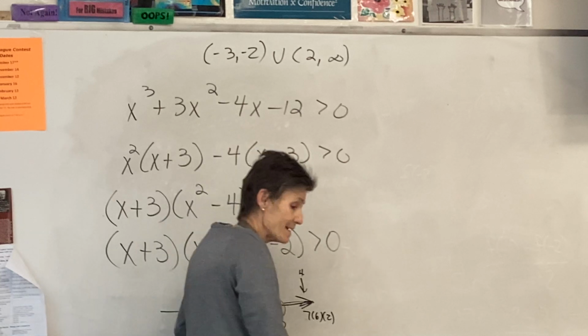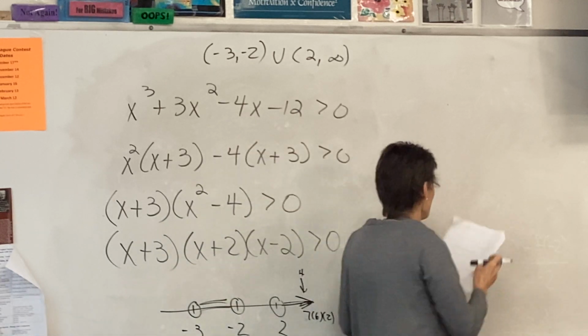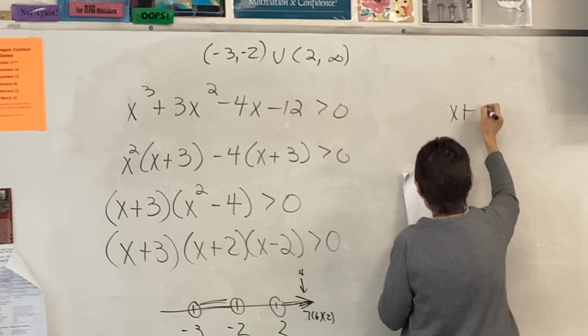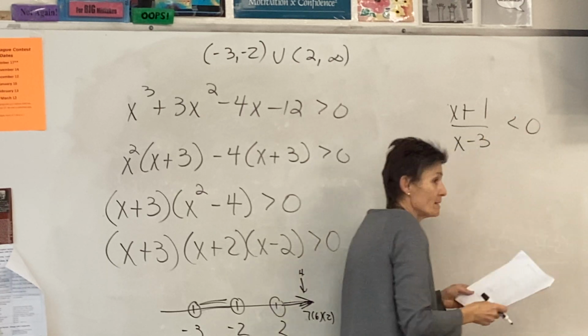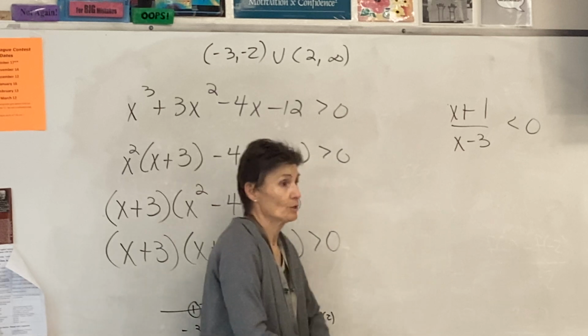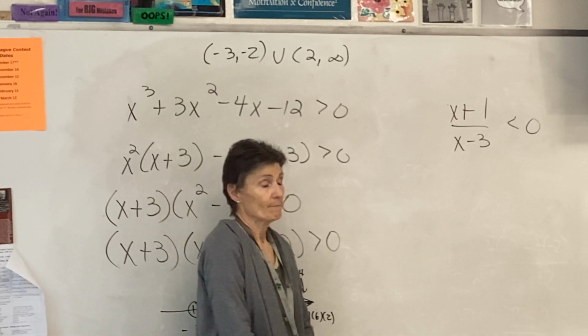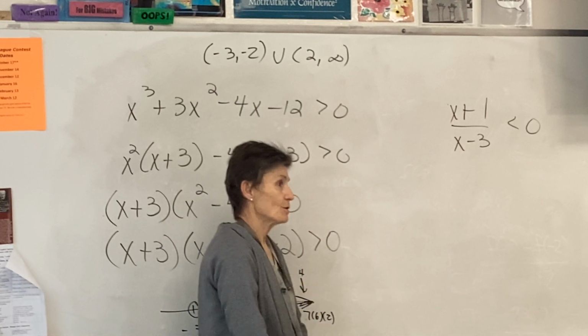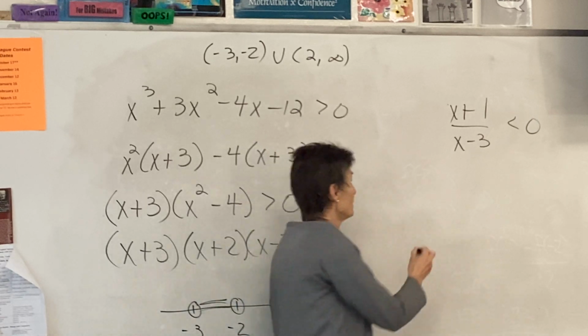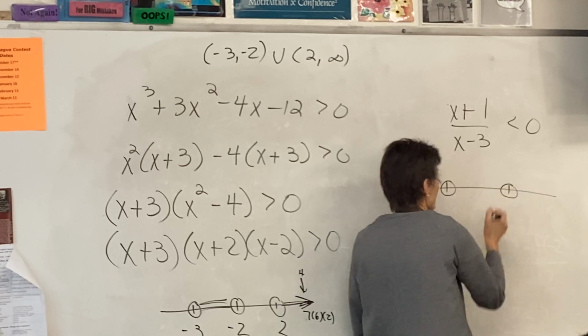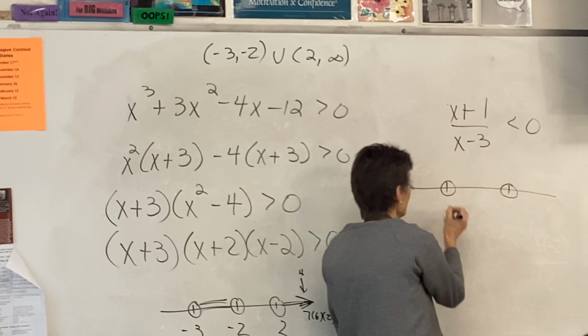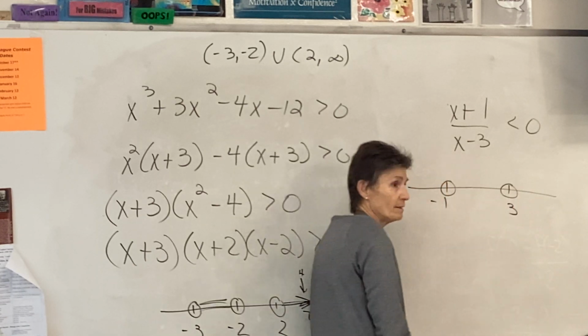Now, if you look at the next problem, number 8, it looks different. This is not a polynomial. This is a rational inequality. But here's the good news. You do it exactly the same way. There are going to be 2 dots on this number line. Where do you think those dots are going to be? -1 and +3.